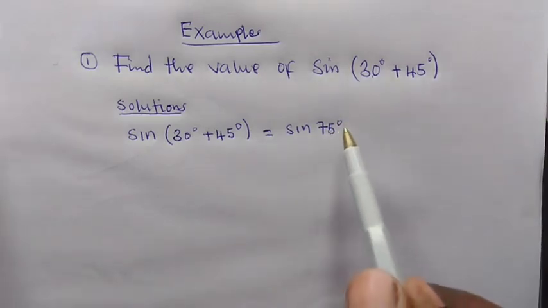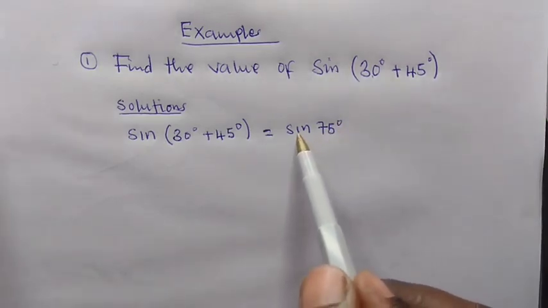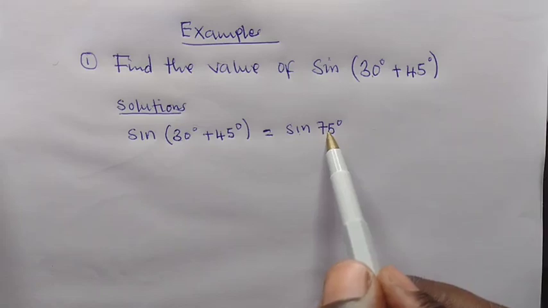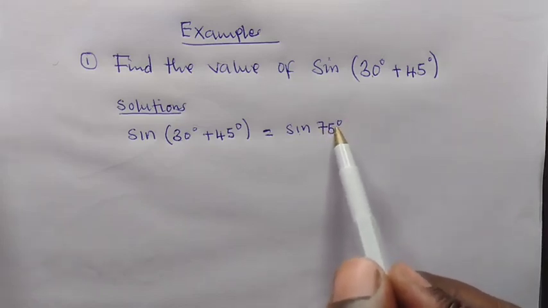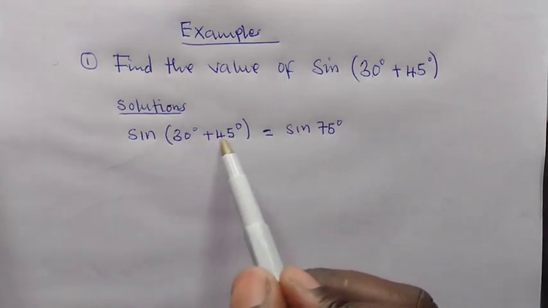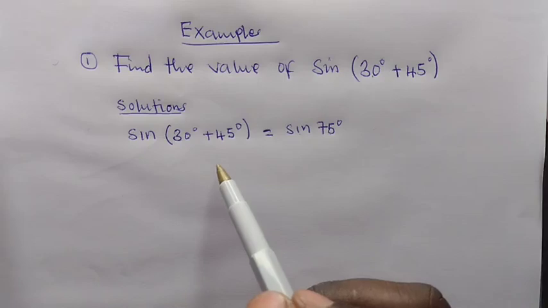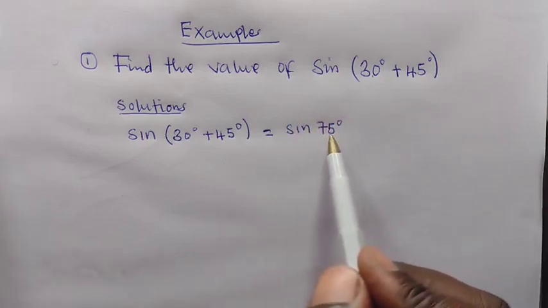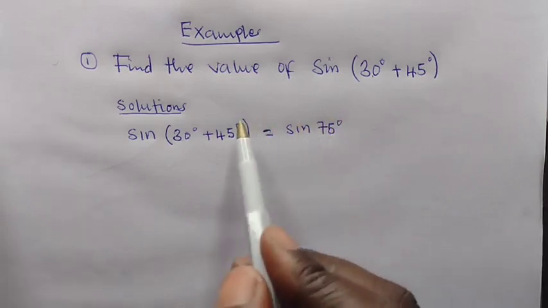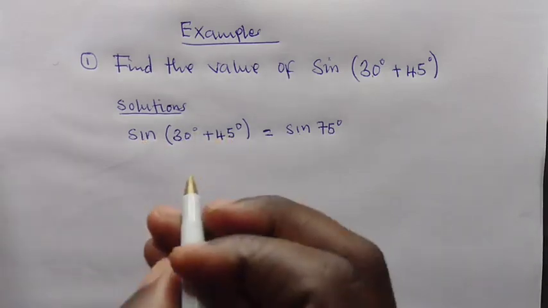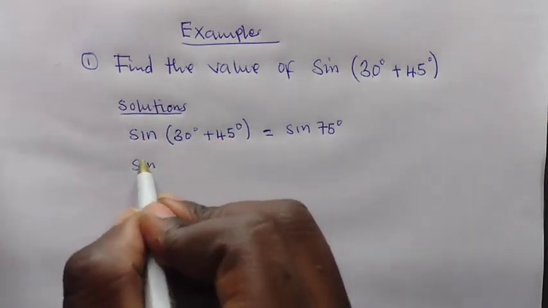Sometimes they can say, can you find sine 75 degrees? If they say find sine 75 degrees, you can break this 75 by using the special angles. Here we have used 30 and 45 because these are special angles and we know their values. So you can say sine of 30 degrees plus 45 degrees. Now let's find this.